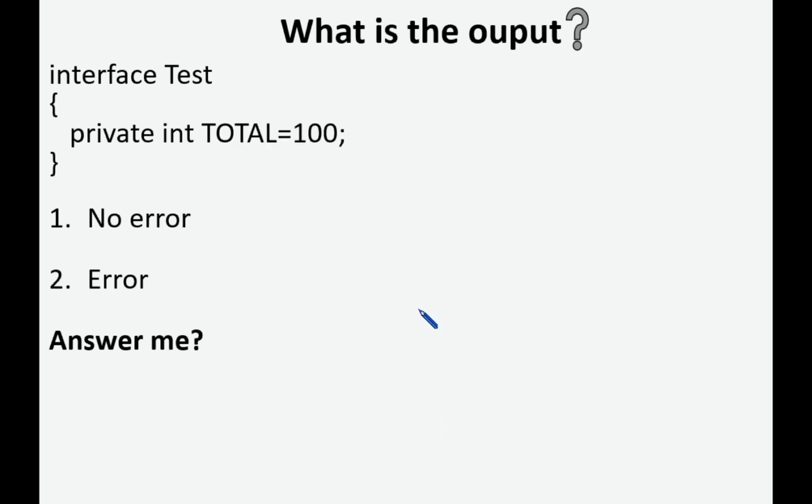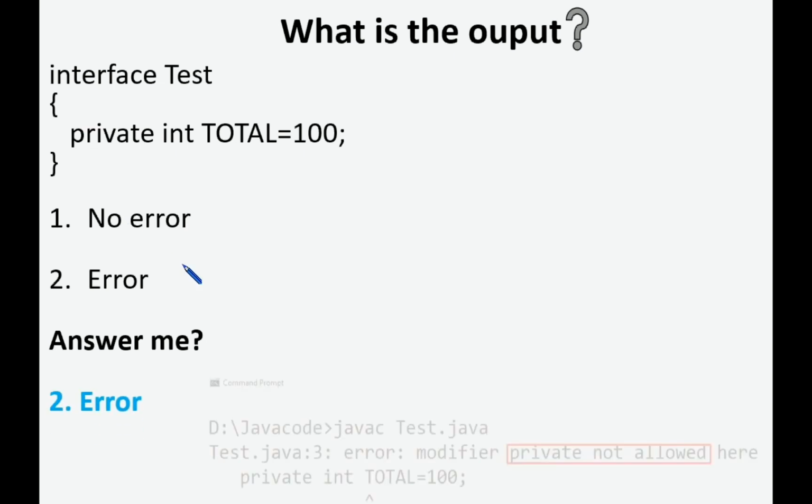So now what is the output here? Here I have initialized this total variable as 100, but here the access modifier is private. By default it is static and final. Now we are adding this modifier, that is an access specifier here, right? So now what will happen? Error or no error? Yes, the answer is error. So what is that error?